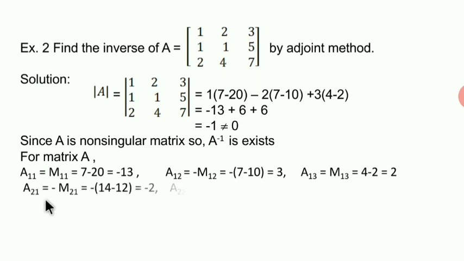So first A21 is equal to minus M21. M21 is the determinant obtained by deleting second row, first column. So it is 14 minus 12, it is 2. But because of this minus sign, we get minus 2.